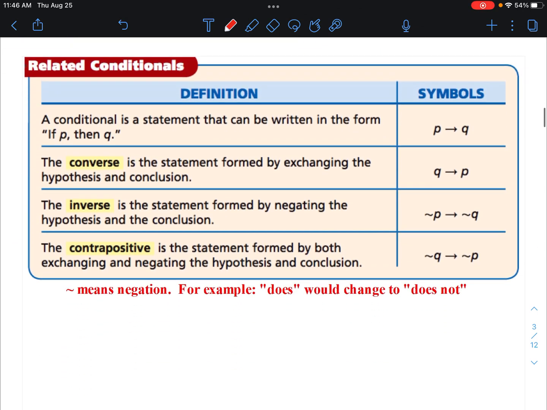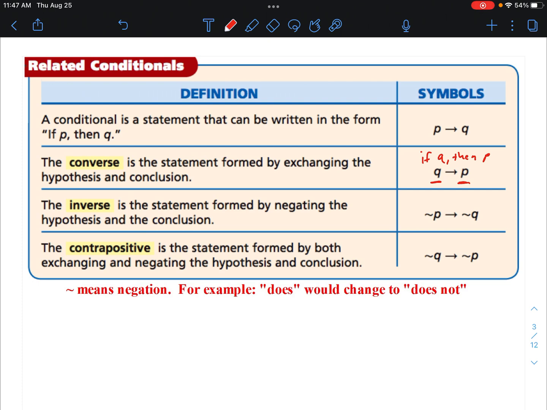We can also write related conditional statements, and this is where it starts getting into the logic portion. So a conditional statement, if P, then Q, we've already got that first one. So the second type is the converse, which is when you exchange the hypothesis and the conclusion. So the then part, the Q portion, it would then be if Q, then P. I'm going to write that right here. If Q, then P. That would be the converse, as if you reverse it. Again, we're going to practice this here in a second.